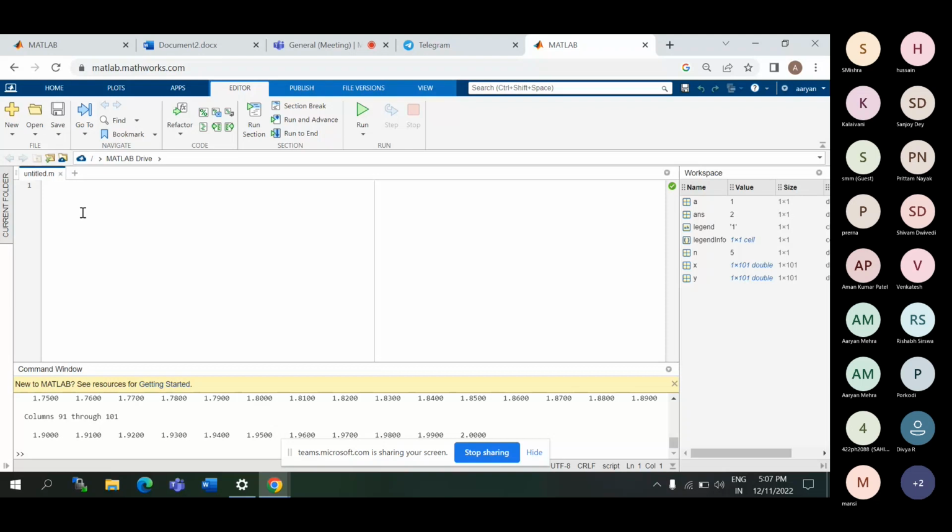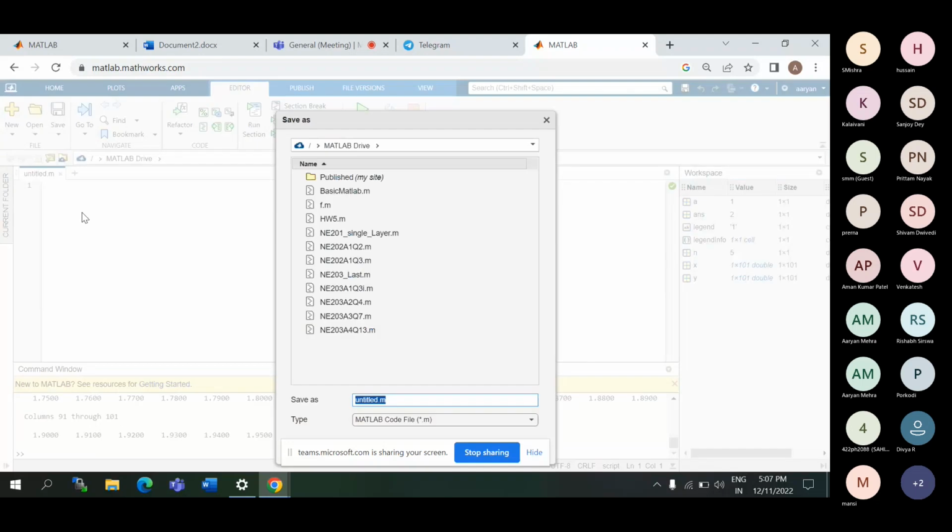So always use this new script. The first thing that you should do is open the new script and save it. So Control S, and it will ask you to save this. You can save this by any name.